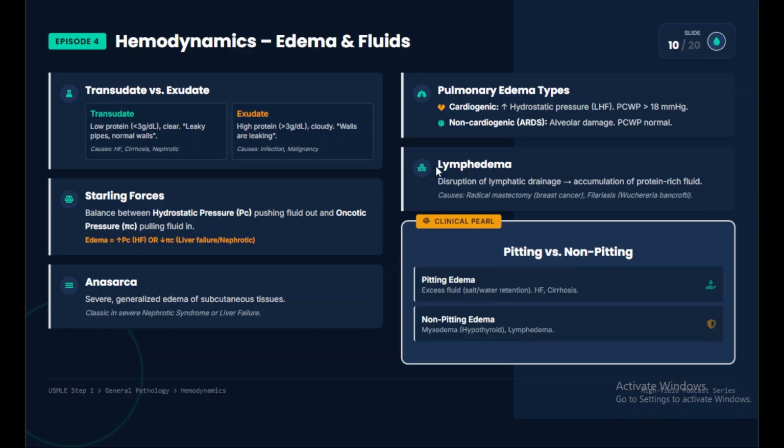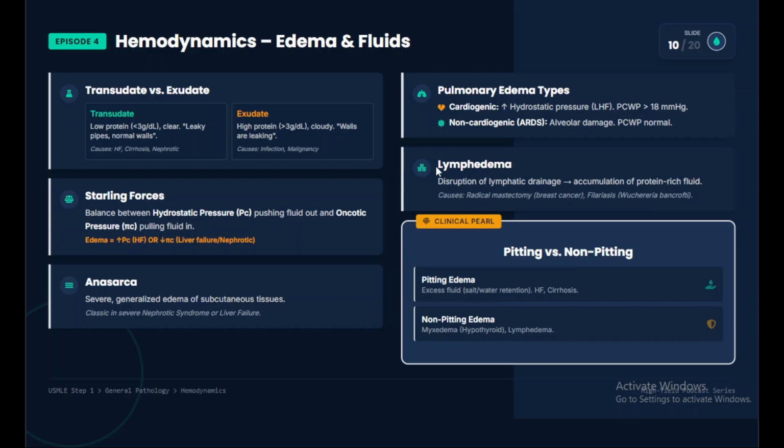Now, let's talk about the hemodynamics and the edema and the fluid. So now we know how the tissue responds to injury and repair. So we should talk about how fluid moves in and out of the tissues and what happens when this balance goes wrong. So this is edema and fluid dynamics, a very high yield topic for exams and clinical practice.